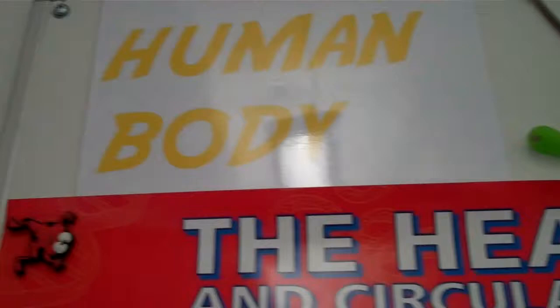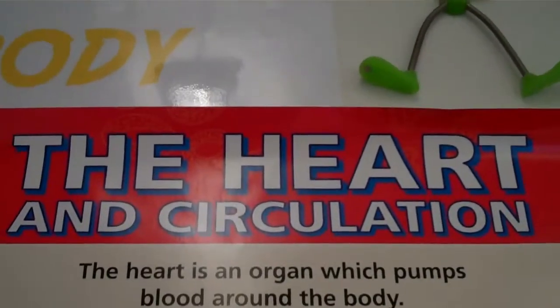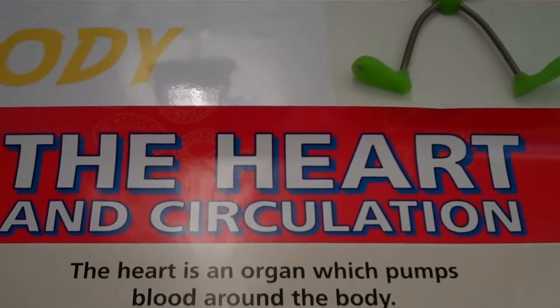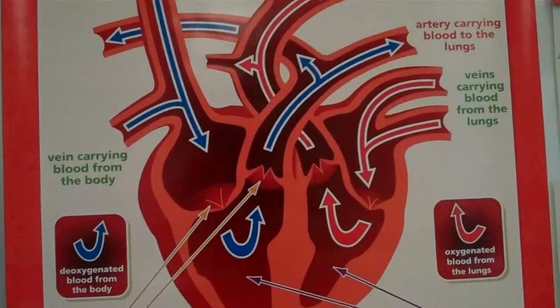This week we're starting our study of the human body with a look at the circulatory system, and the main organ of the circulatory system is the heart. Okay, this is our heart. It has 4 chambers. The 2 top chambers.